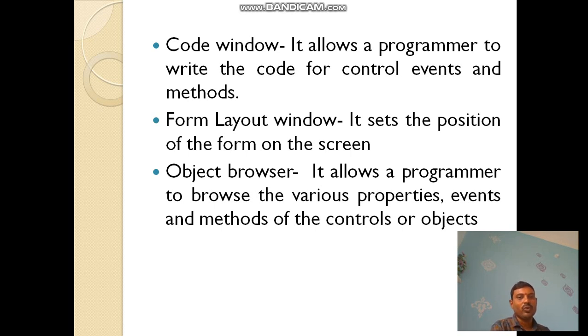The next one is the code window. The code window allows a programmer to write the code for events and methods. The next one is the form layout window. It sets the position of the form on the screen, for example if you want to display the form in the middle or on the total screen.